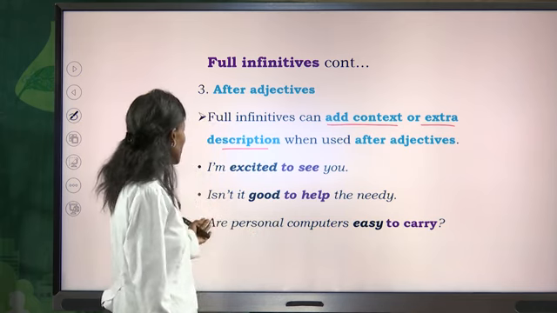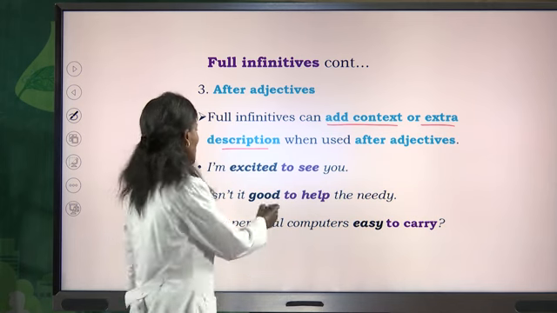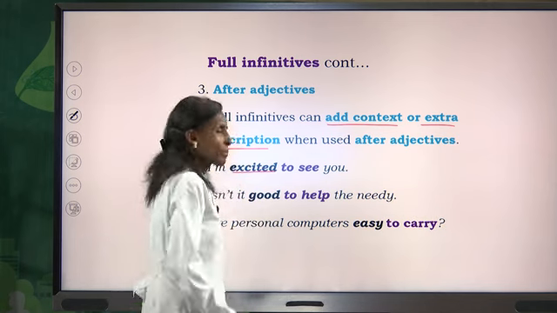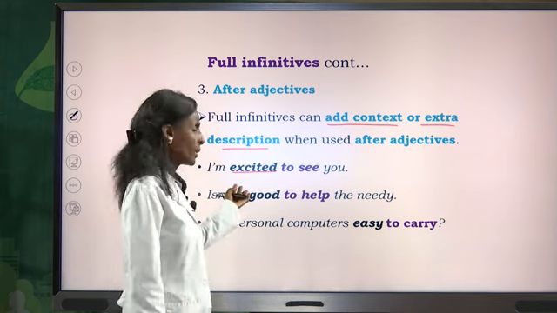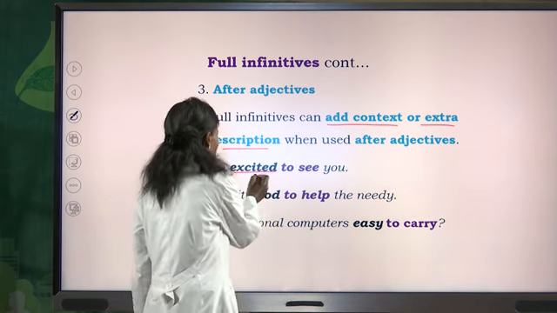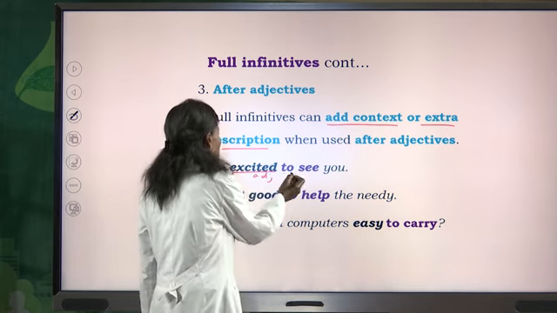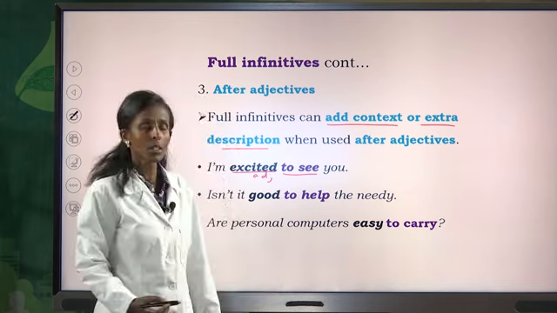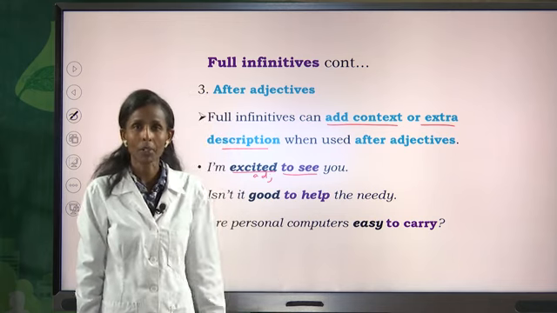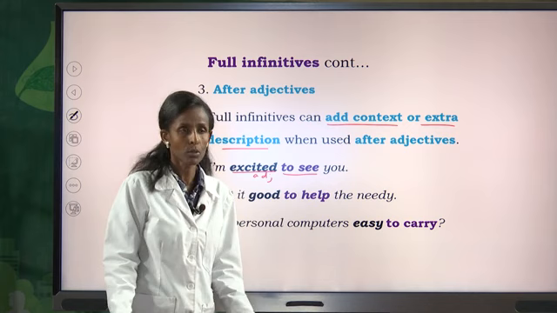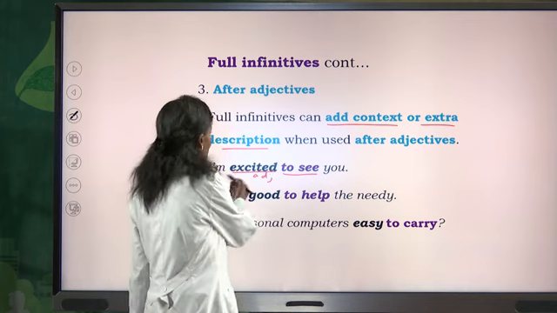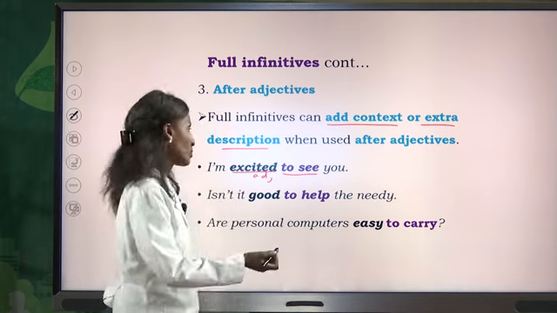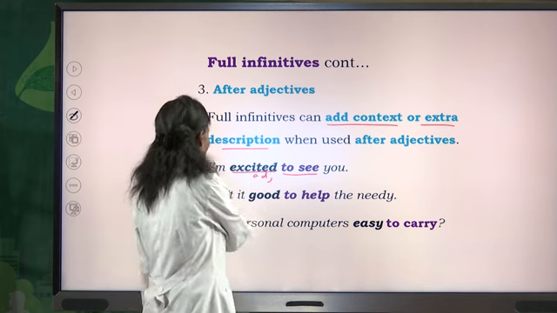Like, I'm excited to see you. I'm excited to see you. I'm happy to see you. You see, excited means happy, okay, pleased. So this is an adjective. So when you use the full infinitive after this adjective, it adds what? Extra information, you see. What am I excited about? To see you, you see. Or what am I happy about? To see you. So after adjectives means like that, you see.